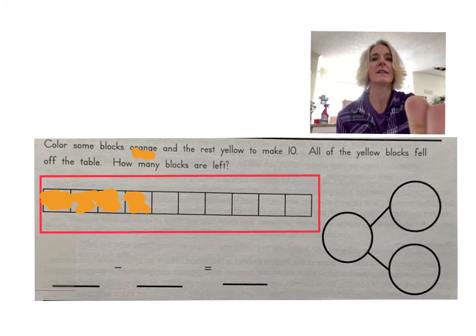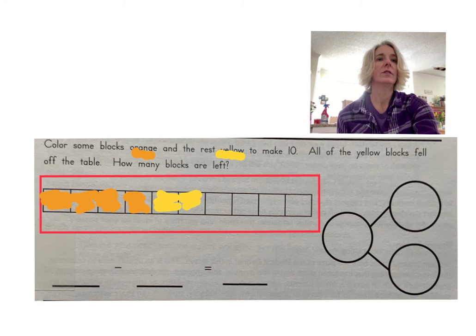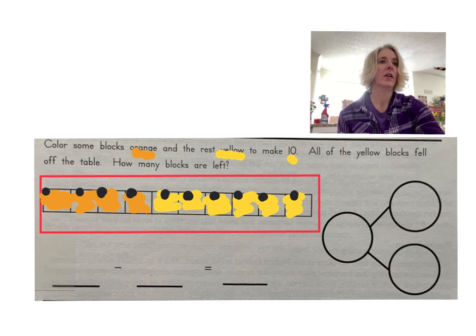And make the rest yellow. That leaves 1, 2, 3, 4, 5, 6 to make 10. Let's see if we have 10. 1, 2, 3, 4, 5, 6, 7, 8, 9, 10.